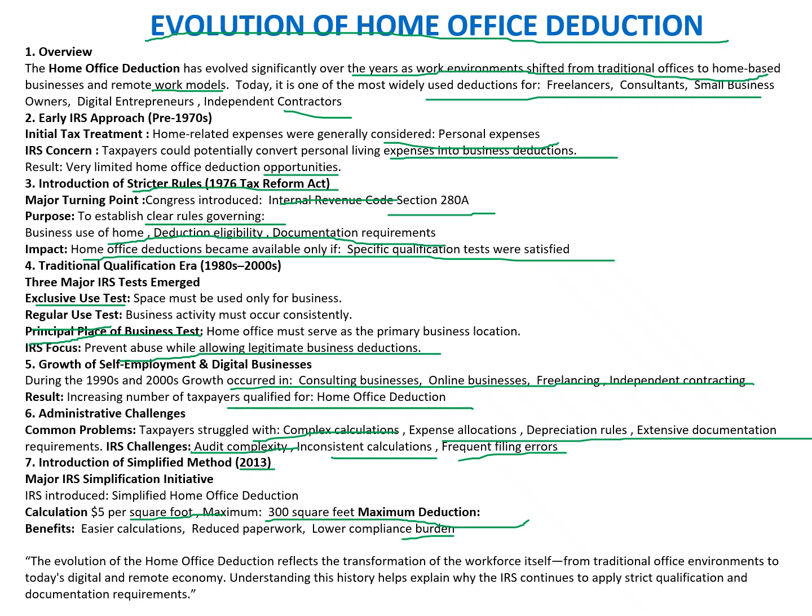The evolution of the home office deduction reflects the transformation of the workforce from a traditional office environment to today's digital and remote economy. Understanding the history helps explain why the IRS continues to apply strict qualification and documentation requirements, to make sure that the deduction being claimed is genuine and for official purposes only. So we'll move to the next slide.